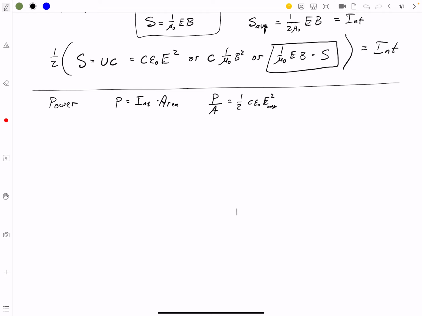And we can do anything we want with this. We can solve for area if we're given power and the Emax. We can solve for power if we're given the area and the Emax. We can solve for Emax if we're given the power and the area. So there's a lot of stuff that can be done with that equation.